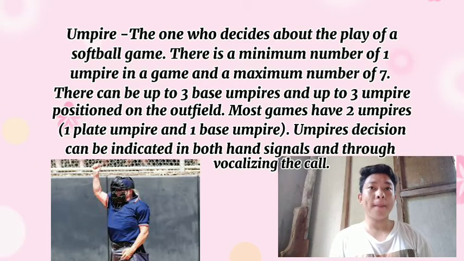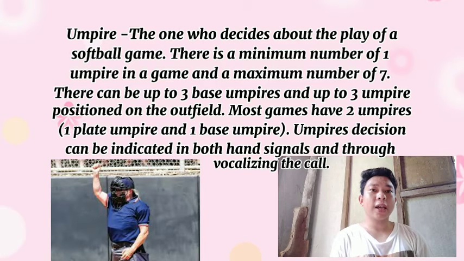Now let's proceed to the officiating officials in softball. So we have the umpire. The umpire is the one who decides about the play of a softball game. There is a minimum number of 1 umpire in a game and a maximum of 7. There can be up to 3 base umpires and up to 3 umpires positioned in the outfield. Most games have 2 umpires, 1 plate umpire and 1 base umpire.